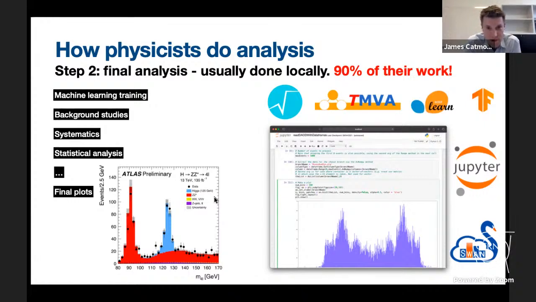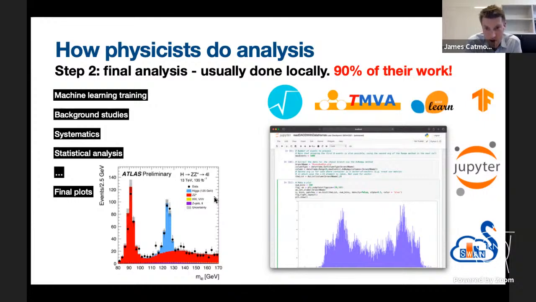The linchpin of all of this is this ROOT data analysis framework, which is provided by CERN and is used across the experiments. But we also use many other different software packages for machine learning and statistical analysis. We use things like TMVA, scikit-learn, TensorFlow. And recently there's been a trend towards using Python for doing the final step of this physics analysis.